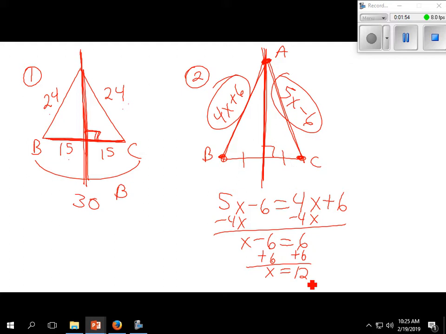And they ask us to find the length of segment AB, which is this segment over here. So I'm going to take that 12 and I'm going to stick it right back in there. 4 times 12 is 48. 48 plus 6 is 54. So the length of segment AB is 54, which is letter C.